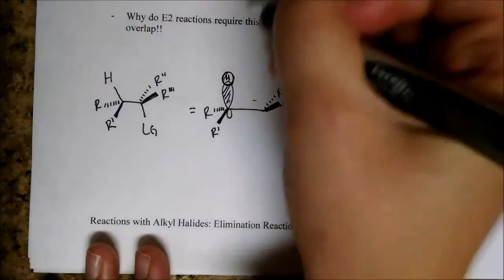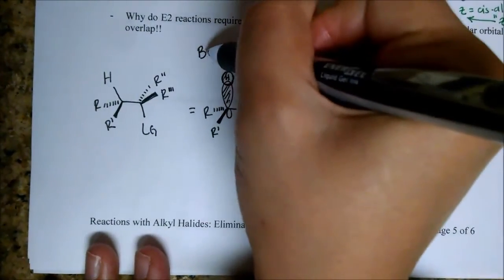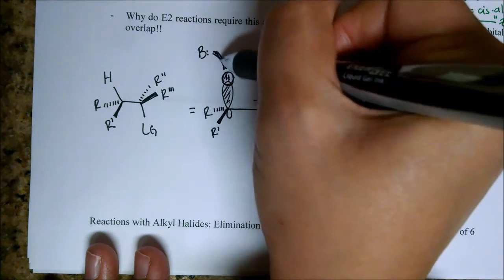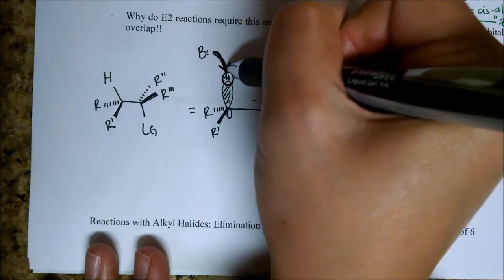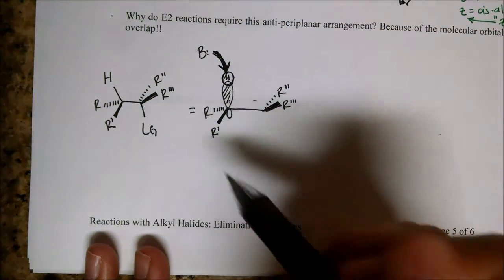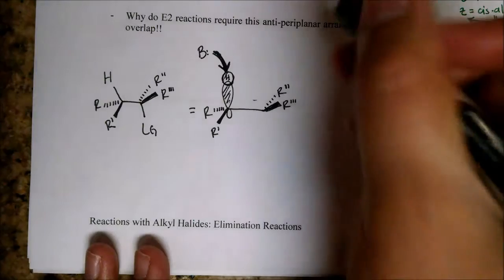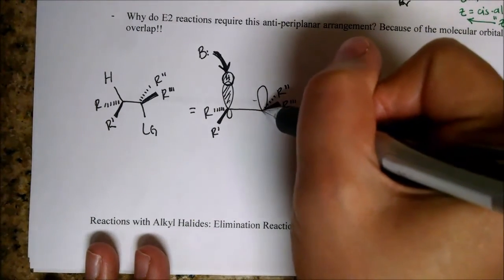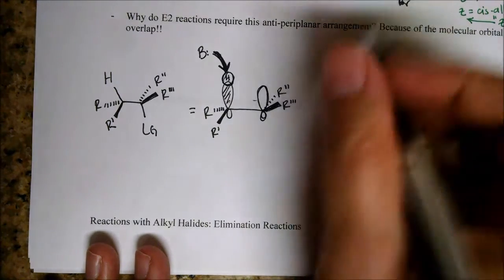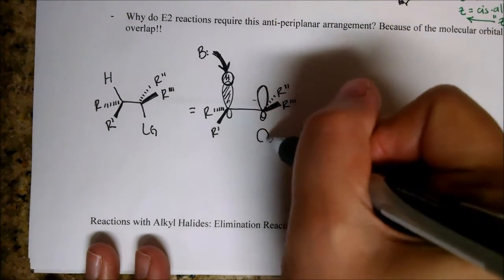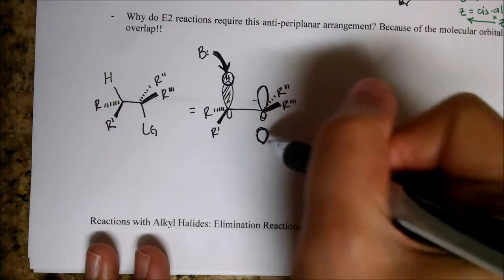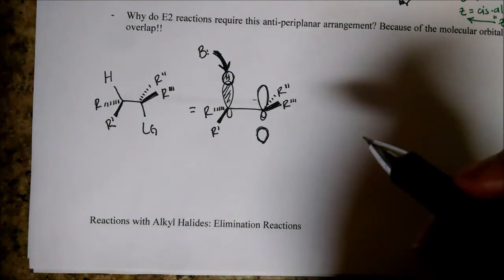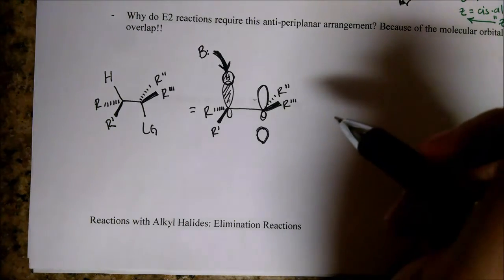So when the base comes in, the base attacks this proton. What needs to happen then is that these CH electrons have to overlap with the C leaving group antibond. So here's that antibond right here, the sigma star of the C leaving group. Antibonding orbital, that's what I meant to say, not antibond. This is what it looks like.